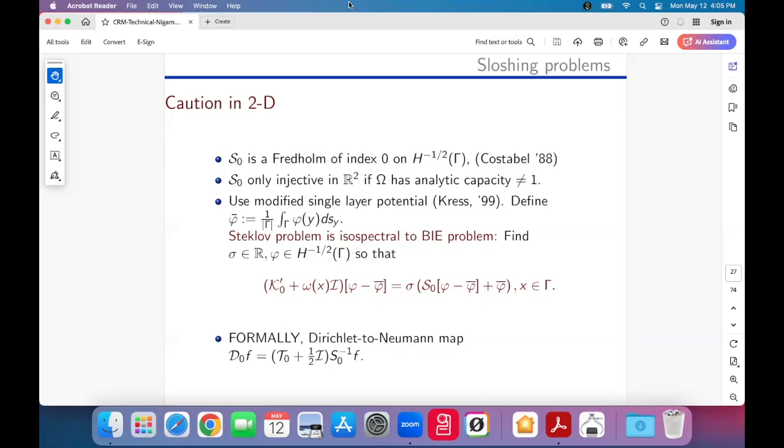You add and subtract the average of the density, and you get something called the modified single layer operator, and you're led to an eigenvalue problem in red. Okay, this trick is pretty old. Once again, you solve this eigenvalue problem in red, you're going to get the spectral parameter sigma, you're going to get the density phi, and then you reconstruct it if you want.